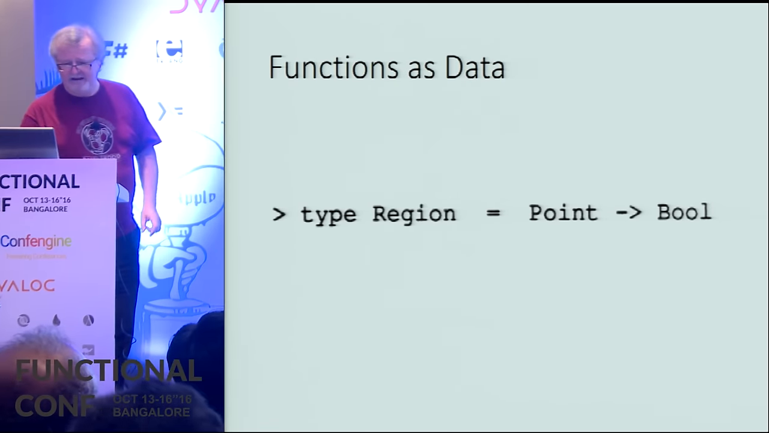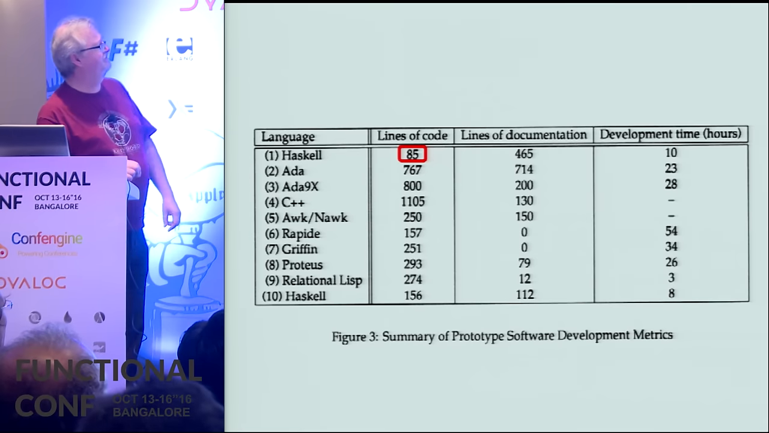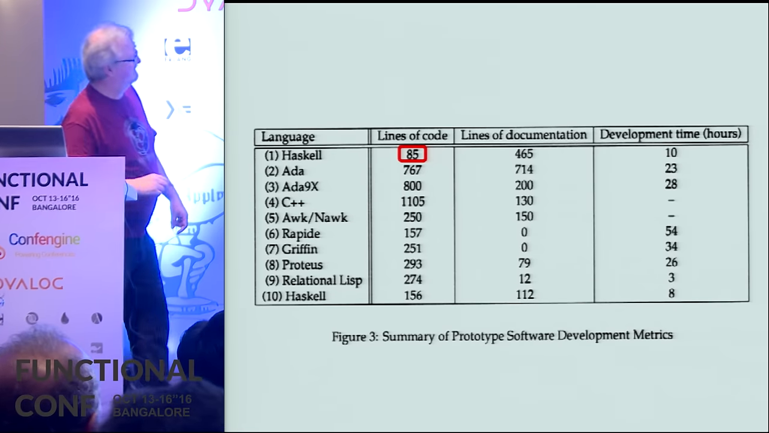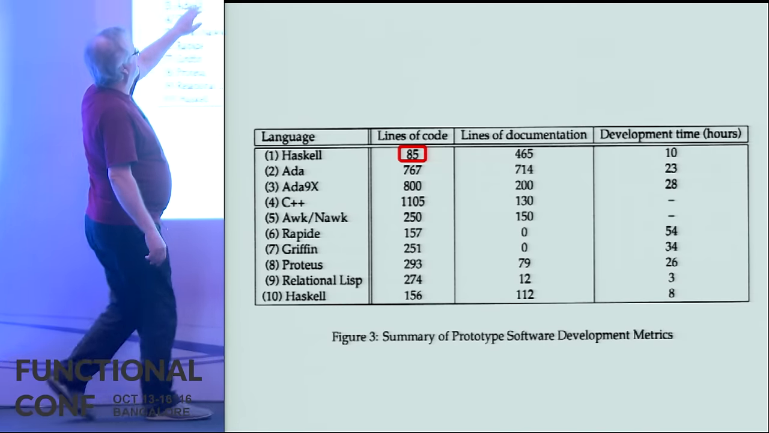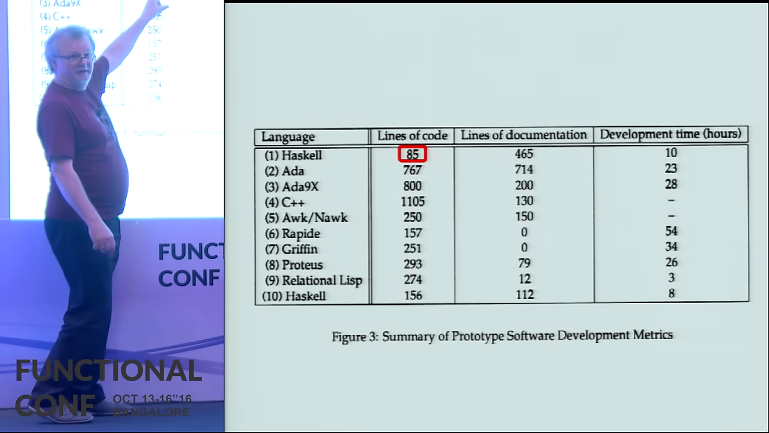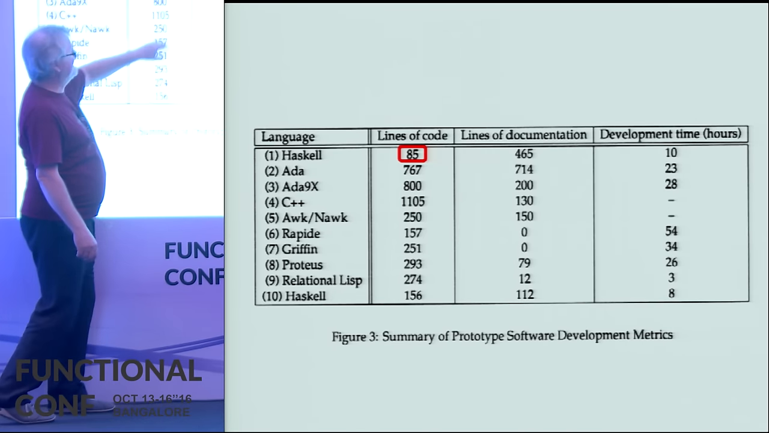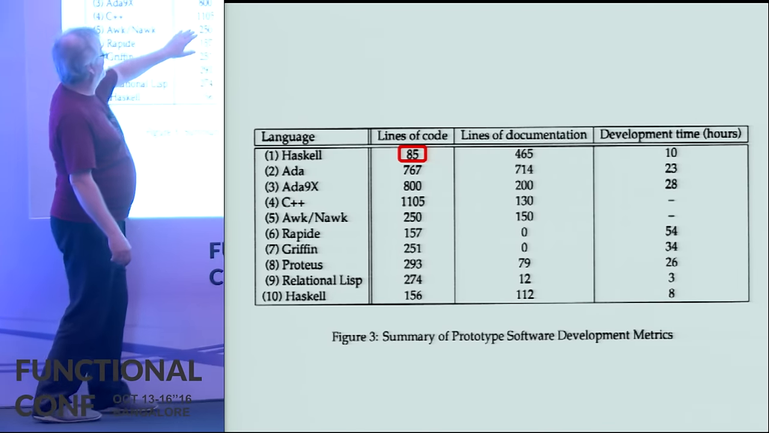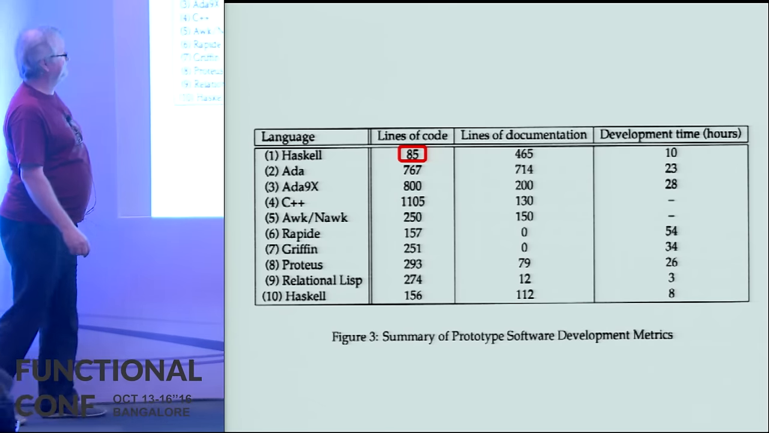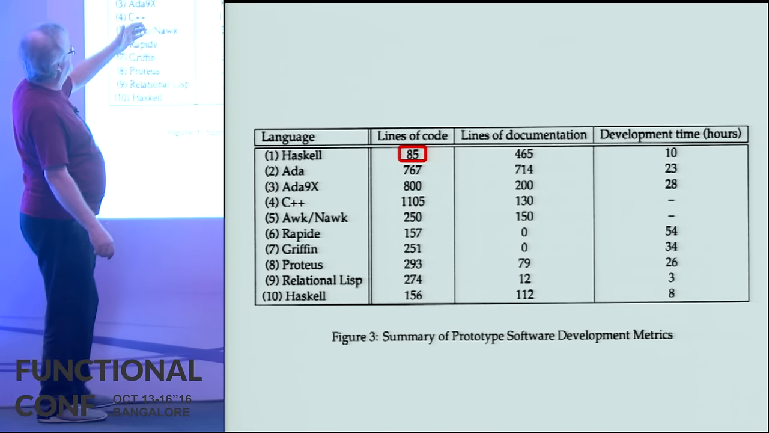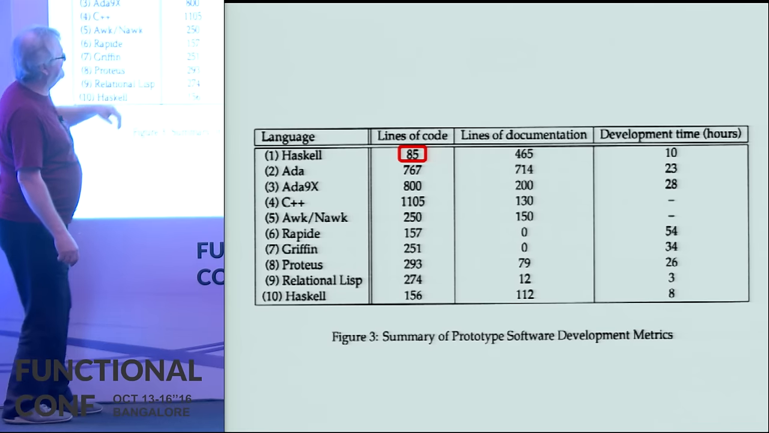And as a result, Mark's prototype was very, very tiny. I don't know if you can read this, but this is Mark's code. He wrote 85 lines of code. The Ada solution was over 760 lines. C++, 1,100 lines. There are some others that approach 85 lines. Many of them didn't work, though.